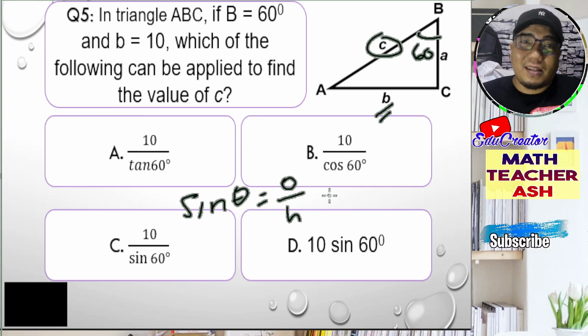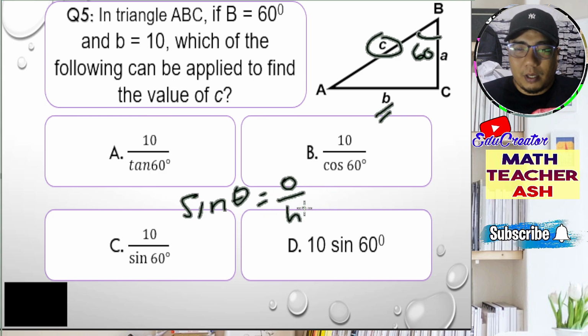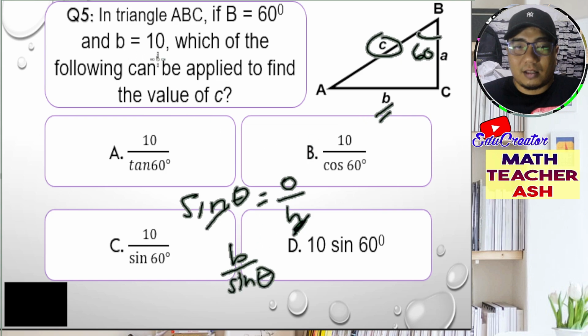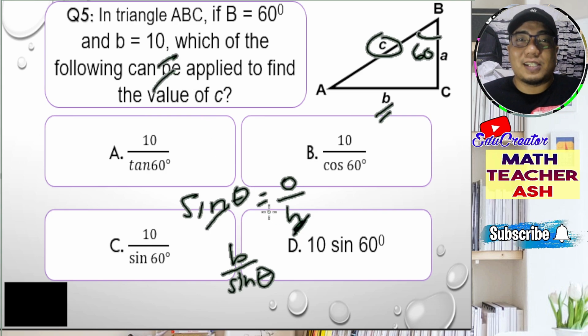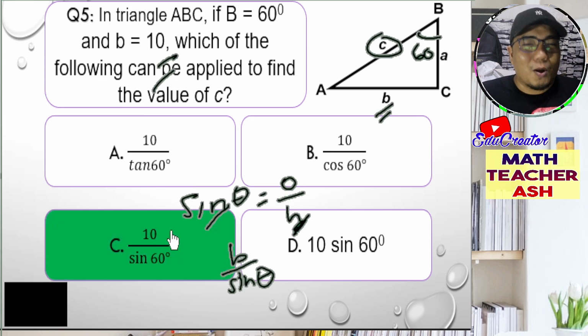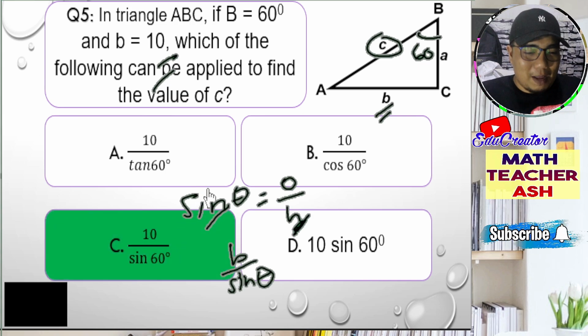Now, finding the hypotenuse, this will be the unknown. By the use of the properties of proportion, we can interchange this sine theta and this h, giving us our B, which is our opposite, over sine theta. Our theta here is 60, and B is equal to 10. So that is 10 over sine 60. Our answer for this question is letter C. Let's check whether we are correct. Alright, we are correct, my dear math learners.